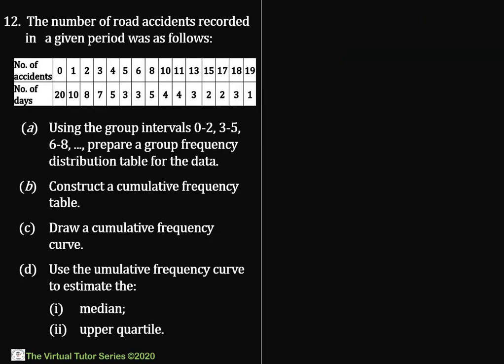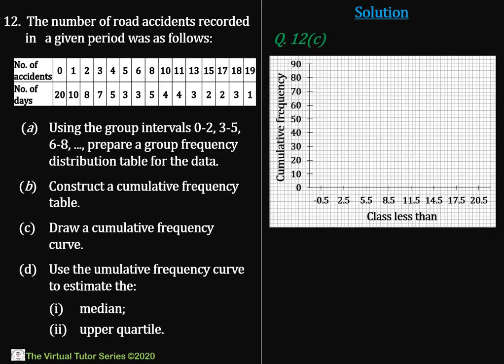Question 12C. Draw a cumulative frequency curve. Solution. Here is our graph sheet with the class less than or number of accidents on the horizontal axis and the cumulative frequencies on the vertical axis. The class less than is simply the upper class boundary. For negative 0.5, we have a cumulative frequency of 0. Therefore, the point will be here.